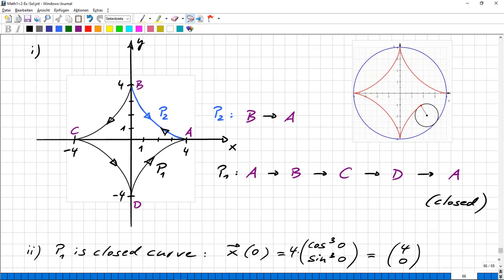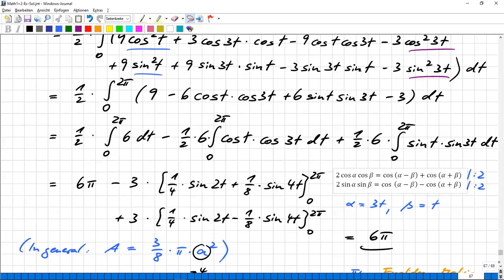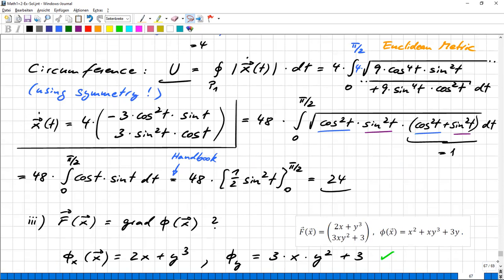So I hope you agree with me. It's allowed, and it makes sense to integrate only from 0 to pi over 2, and then multiply the result with an additional factor of 4. So this gives us the total length of the curve. And now, please note that this is the scaling factor from before, and this one is newly introduced. So altogether, I get 4 times 4, which equals 16 for now.